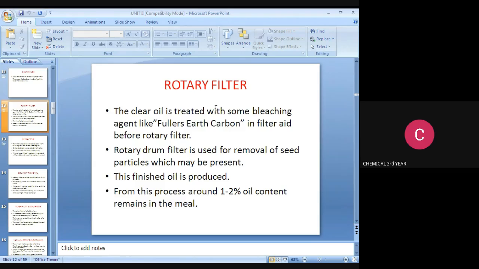The clear oil is treated with some bleaching agent like Fuller's earth or carbon, and filtered before the rotary filter. The rotary drum filter is used for removal of seed particles which may be present. This finished oil is produced. From this process, around 1 to 2% oil content remains in the meal.